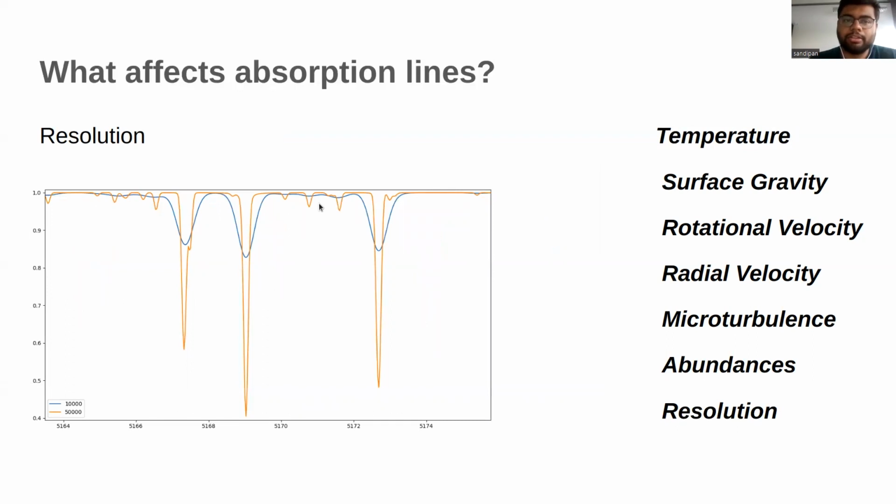Next is the resolution of the spectrograph. If your spectrograph is good, then you will get sharper features. And if you have a bad spectrograph or a low resolution spectrograph, you will have these broad lines.